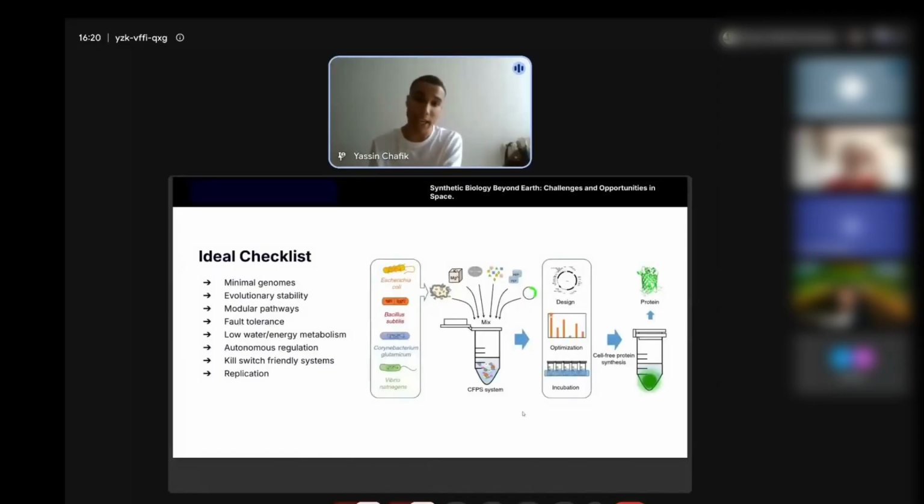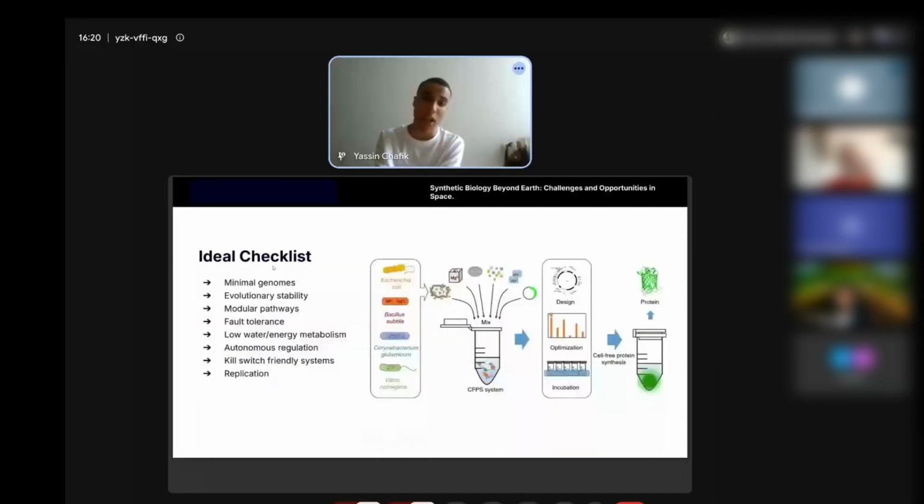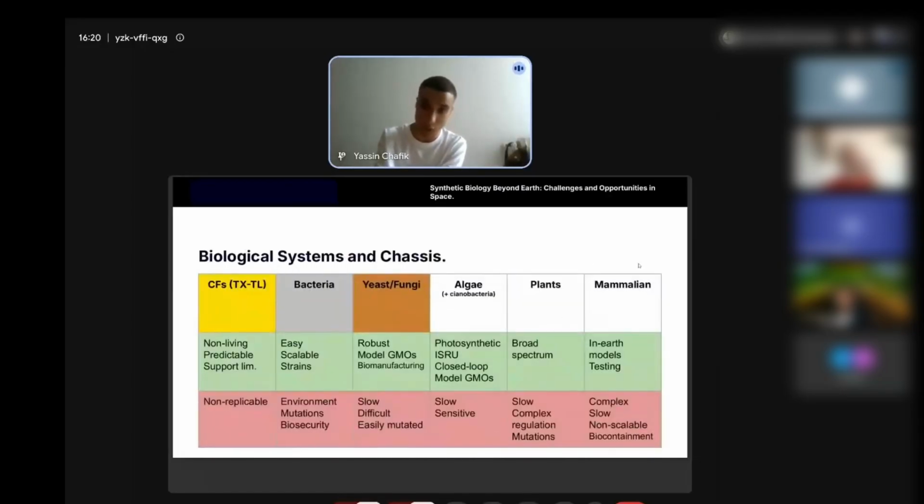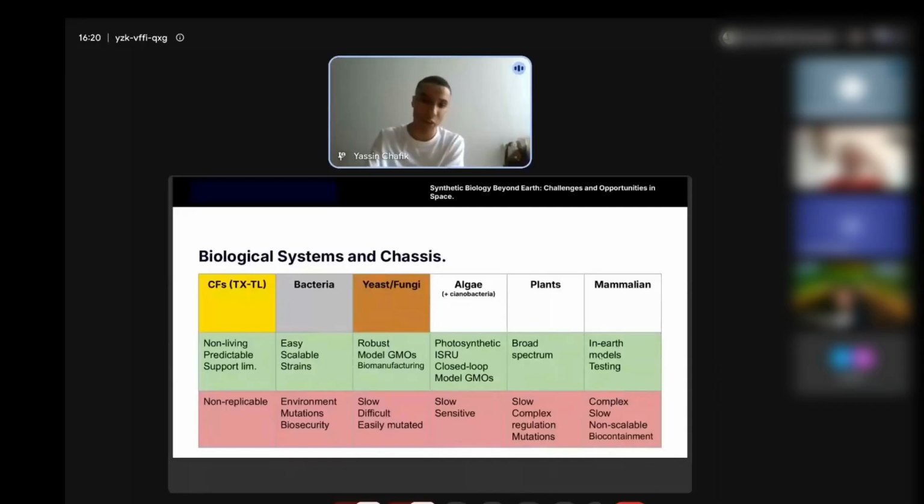So the ideal checklist for our chassis: we should have minimal genomes. So you should have genomes that are very small or invisible, just like the case of bacteria and cell-free systems, which is the problem with all eukaryotes. You should also have evolutionary stability, which is quite an issue with all living beings. It's not the case with cell-free systems.